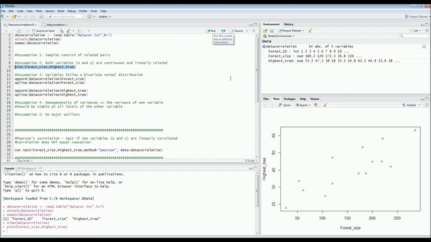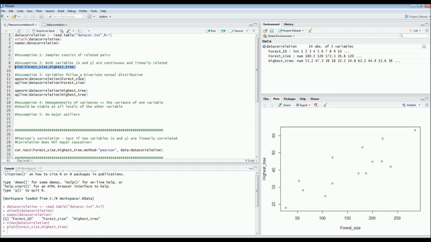And if you look at this scatter plot, it looks as if there is some sort of linear relationship. So there are no weird patterns. There are no peaks, and it's not a unimodal pattern. So it's linear. It appears to be linear. So the second assumption is met.